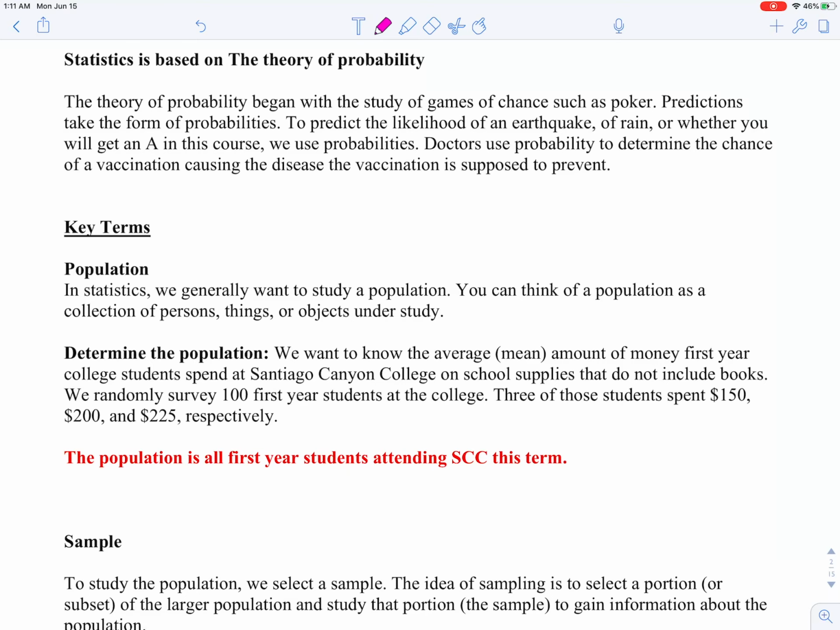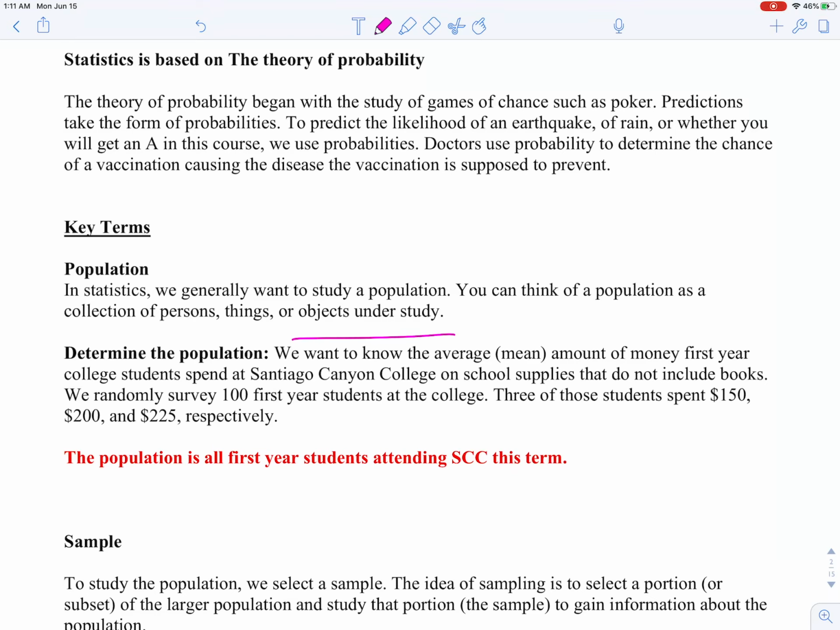Let's see, so more key terms here. Population. I know you've heard this word before, but here's a little bit more of a formal definition. In statistics, we generally want to study a population. You can think of a population as a collection of persons, things, or objects under study. In other words, the stuff that you're analyzing. Okay?